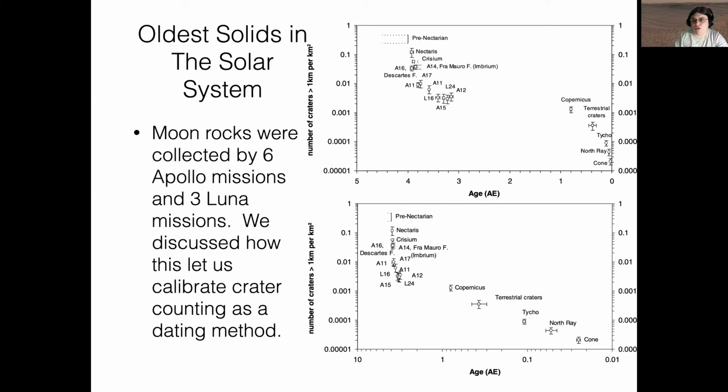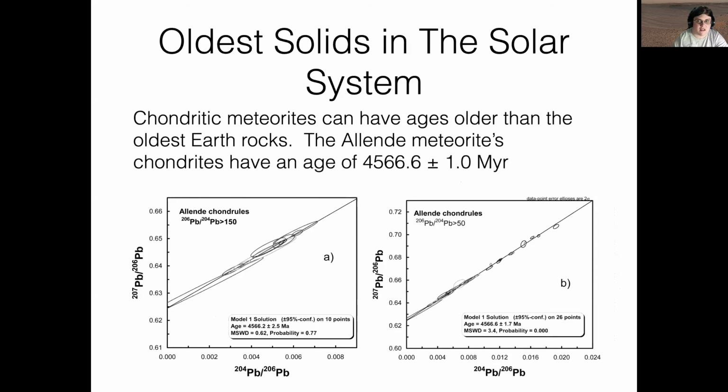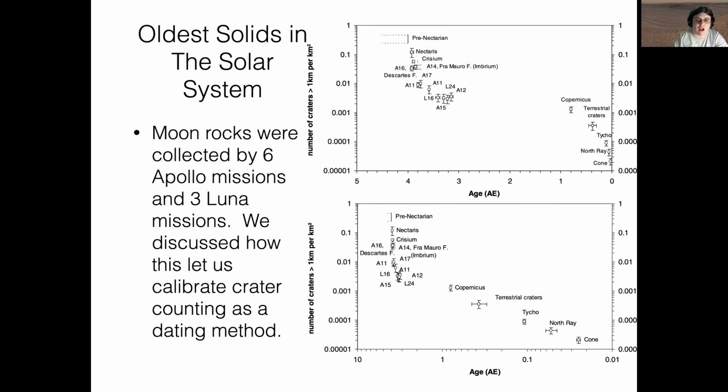So you can see both a linear scale and a log scale, depending on whether you want young ages or old ages. Now, some of the oldest moon rocks are slightly older than the oldest Earth rocks.